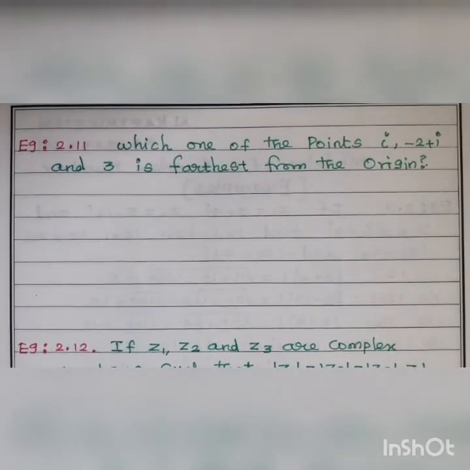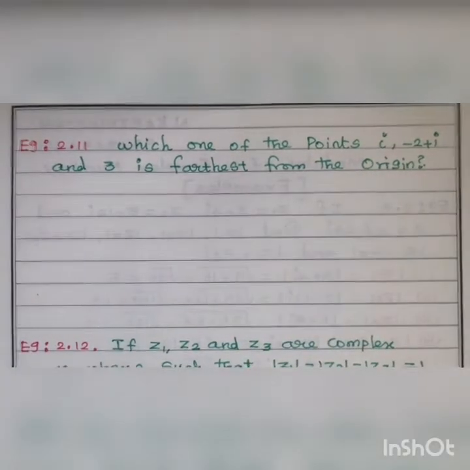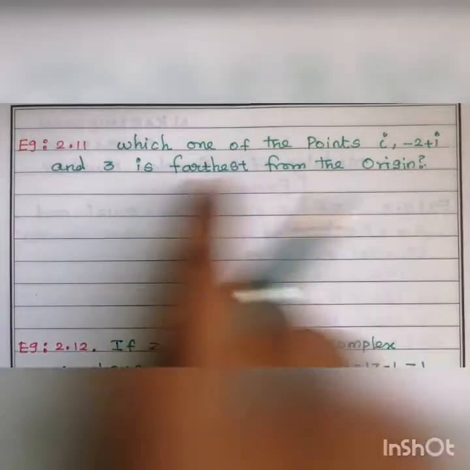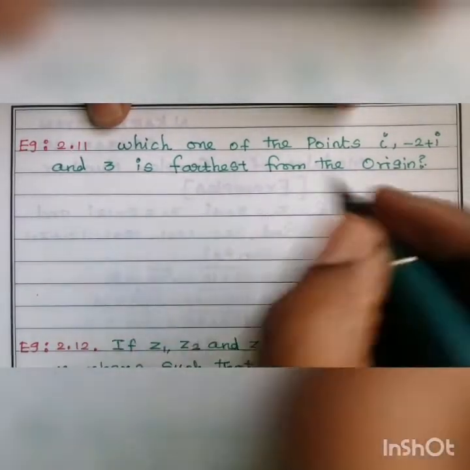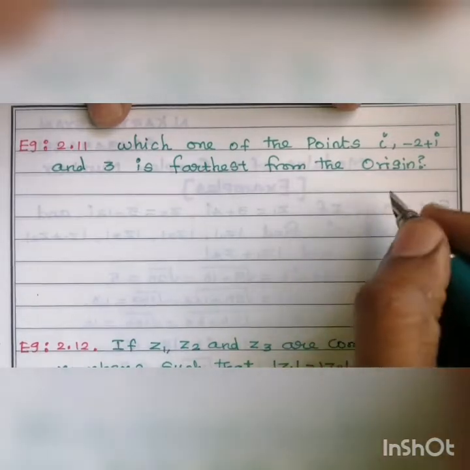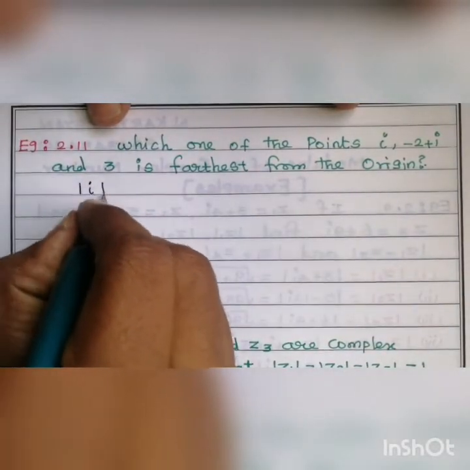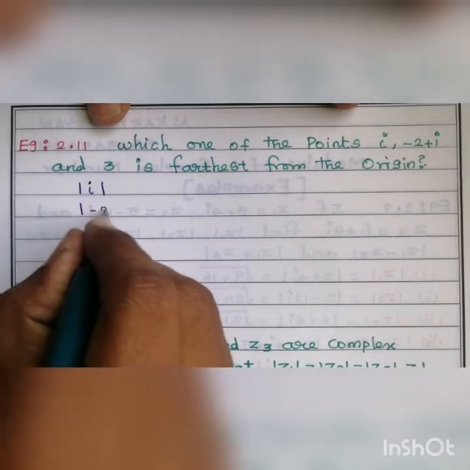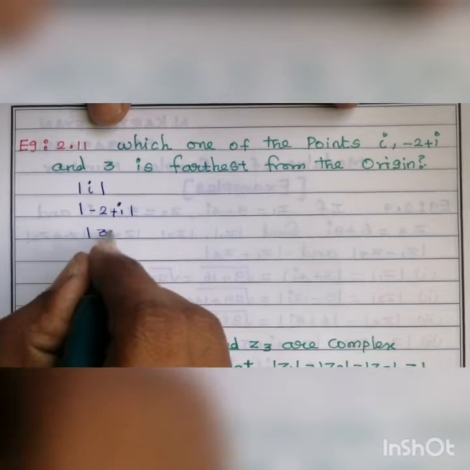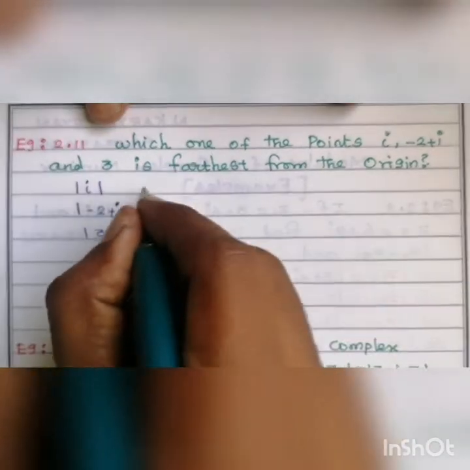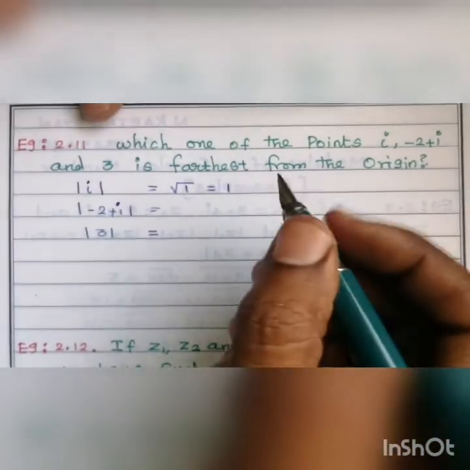Which one of the following points, i, minus 2 plus i, and 3, is the farthest from the origin? So, from the origin, the first distance is modulus of i, then the second distance is modulus of minus 2 plus i, and then modulus of 3. So, modulus of i is nothing but square root of 1, that is equal to 1.